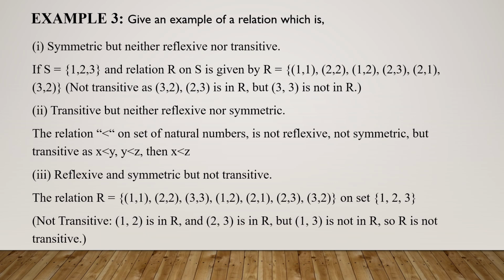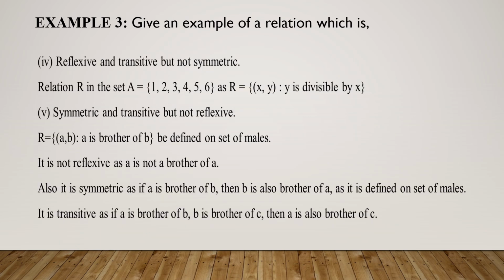So this type of examples can be given. Next, we want an example of a relation which is reflexive and transitive but not symmetric. Suppose, just now we have seen this type of relation. If I am having any set, say A, which has numbers 1 to 6, and the relation we have just seen in the previous example, y is divisible by x, then we had shown that this relation is reflexive and transitive but not symmetric.